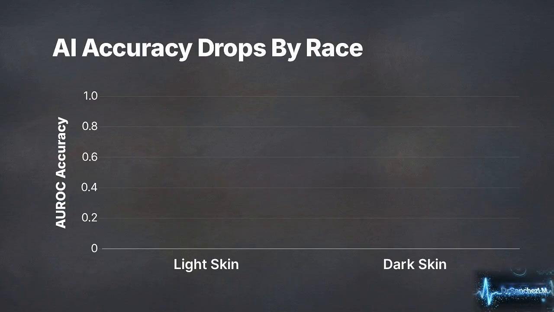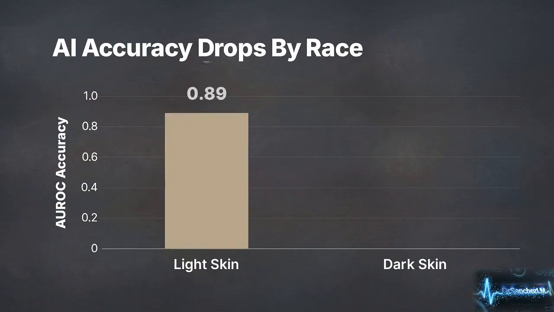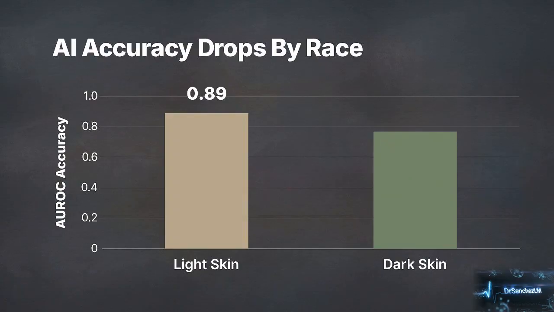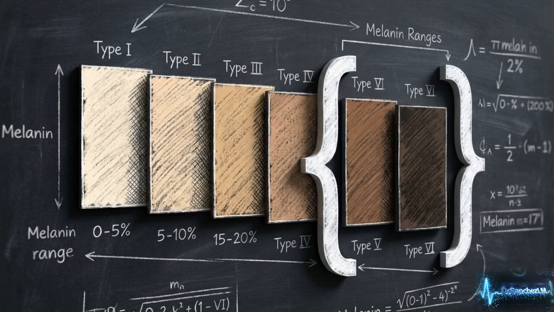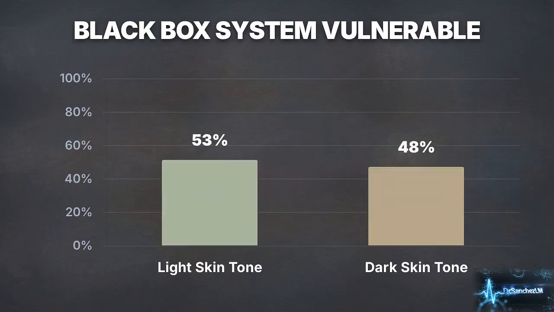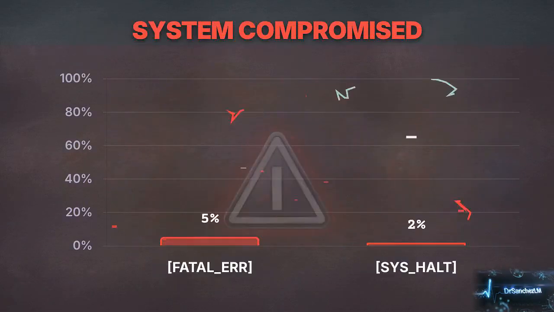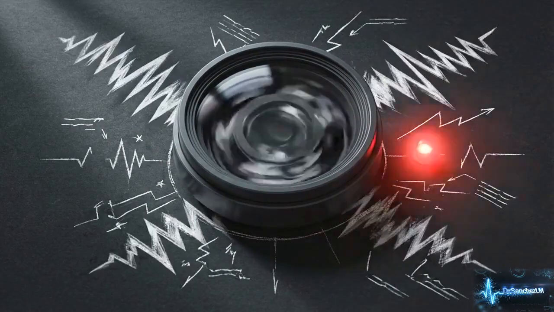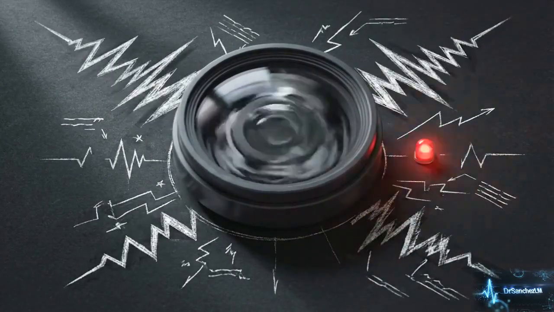This chart shows the racial performance gap identified in a 2022 Stanford study. AI performance measured 0.89 AU-ROC on light skin, but dropped to 0.82 for patients with darker skin tones, categorized as Fitzpatrick 4 through 6. The Fitzpatrick scale is a numerical system to classify human skin color based on its response to ultraviolet light. Beyond bias, these black box mobile apps are also vulnerable to physical adversarial camera attacks. An adversarial attack is a technique that uses imperceptible visual perturbations to trick an AI into making a false diagnosis.